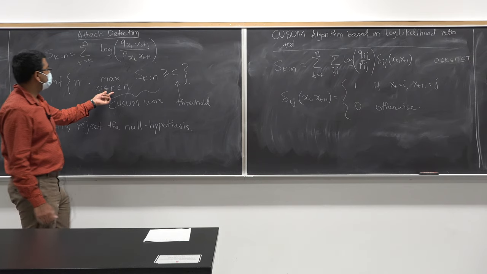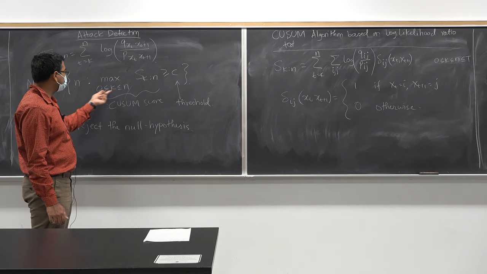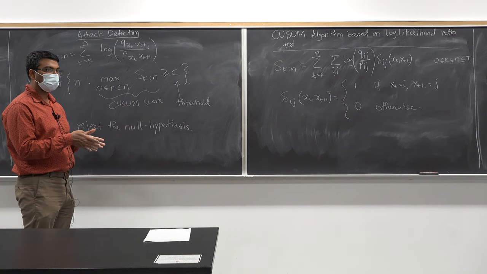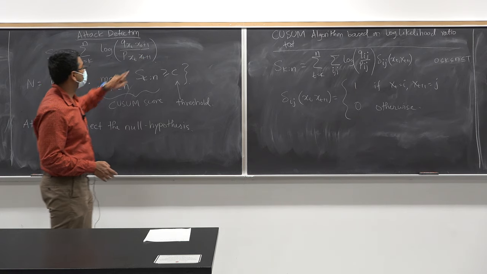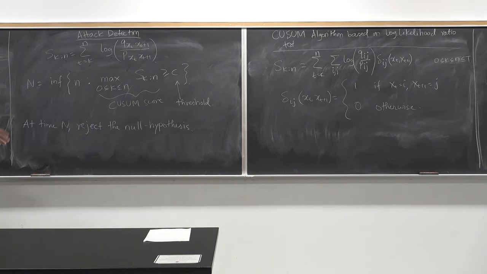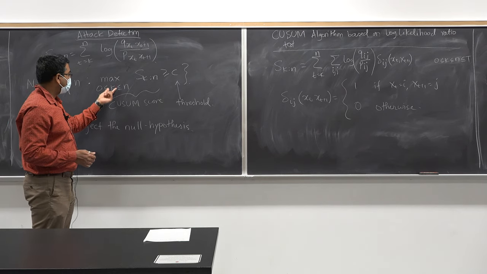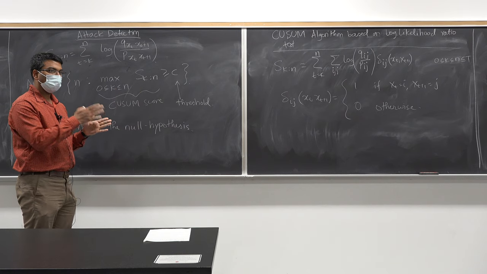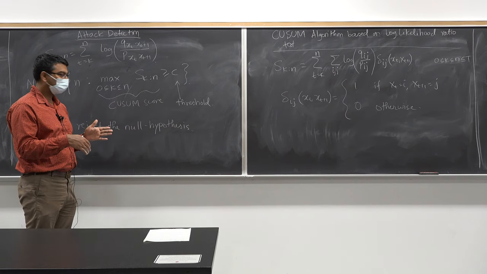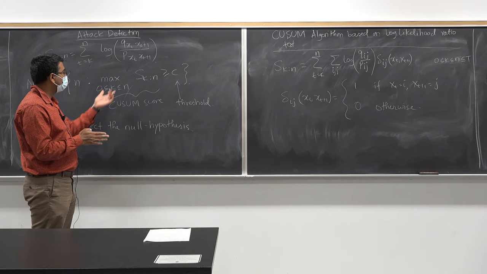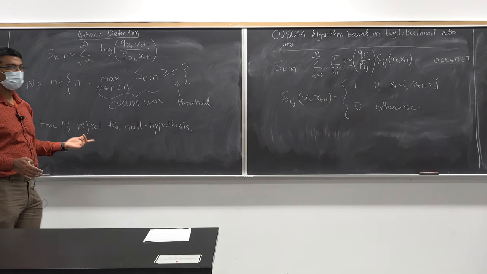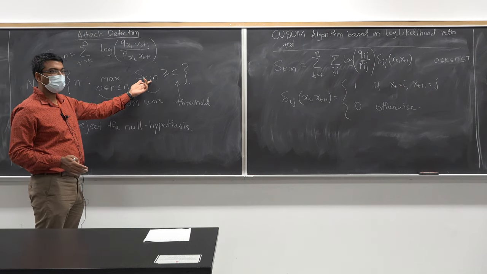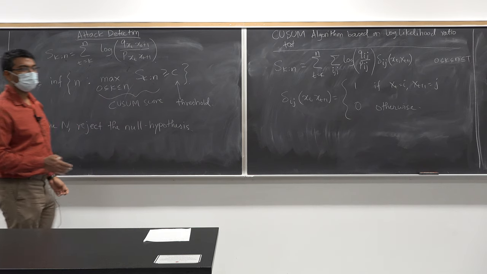So K goes from 0 to n. n is your current time step, but for n you need to know x_{n+1} as well, so n is perhaps one time step later. So you compute S_k^n for every k all the way until the current time step, and you look at the max. If the max exceeds the threshold, then you reject the null hypothesis. So you have a lot of different readings here.